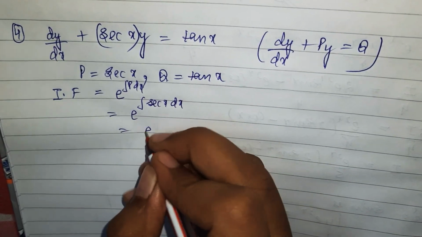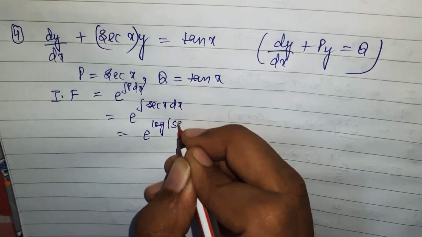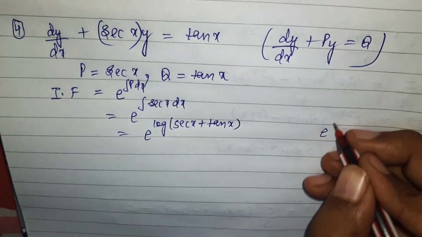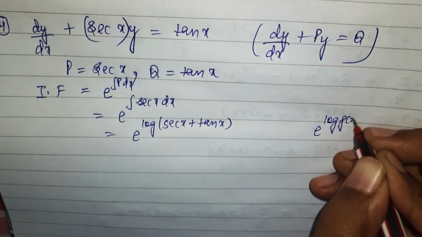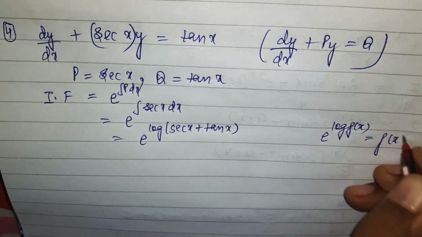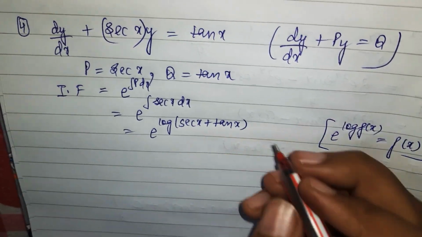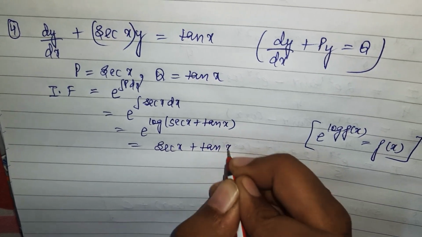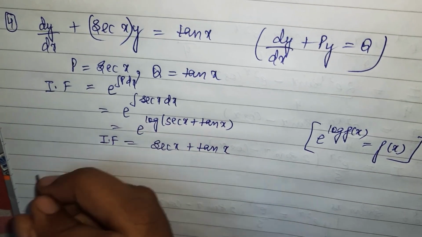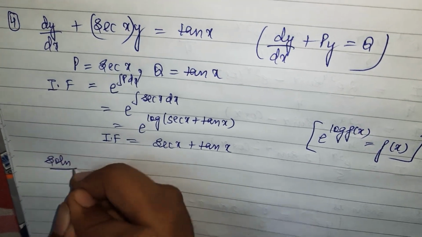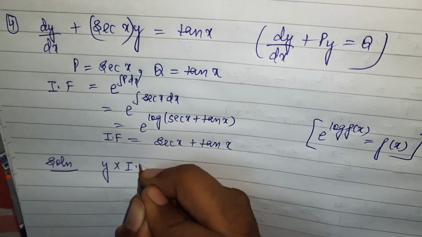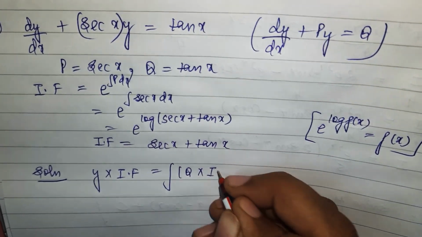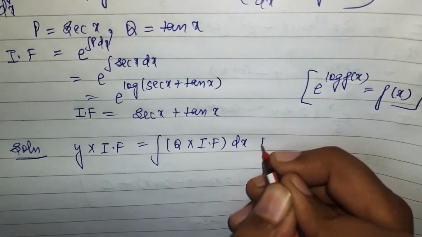So this will become e raised to the power log of secant x plus tan x. Do remember, e raised to the power log of f(x) is always equivalent to f(x). So what will be your final answer? This will become secant x plus tan x, which is your integrating factor. So if I talk about the solution, it is y into integrating factor equals integral of q into integrating factor dx plus c.